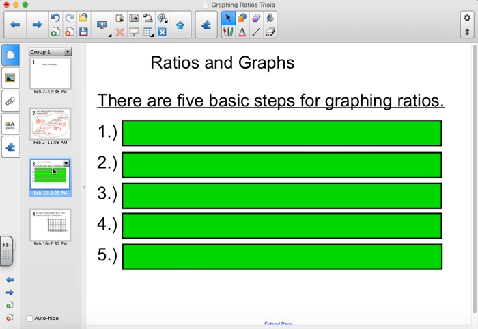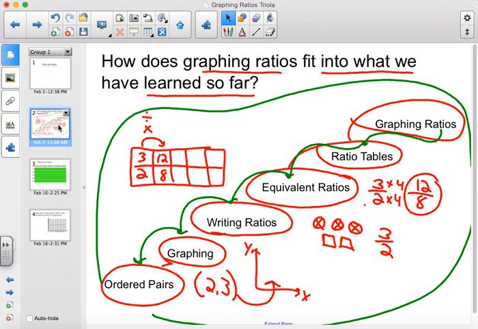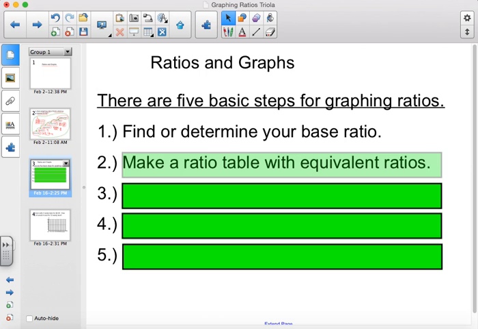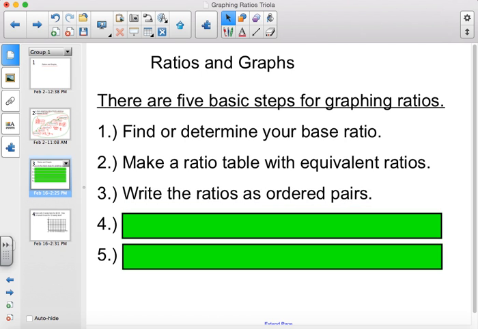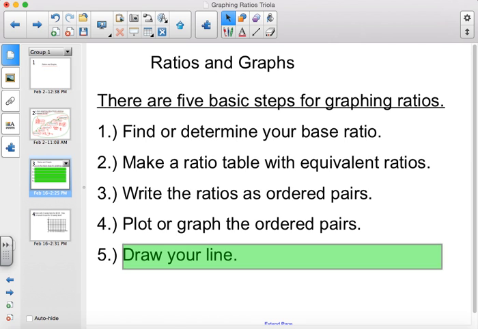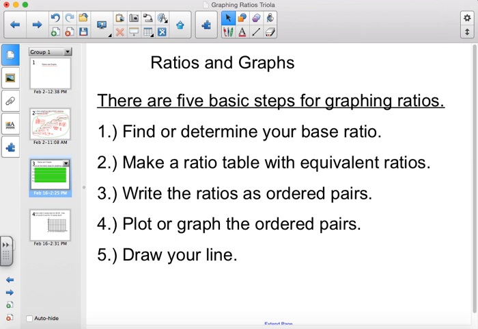Very simply, now these steps will look a little bit like what I just talked about. Your first step is to find or determine your base ratio, the ratio you want to start working with. Your second step is to make a ratio table with equivalent ratios. The third step is to write the ratios as ordered pairs. Once you have them as ordered pairs, you plot or graph the ordered pairs. And then you draw your line.